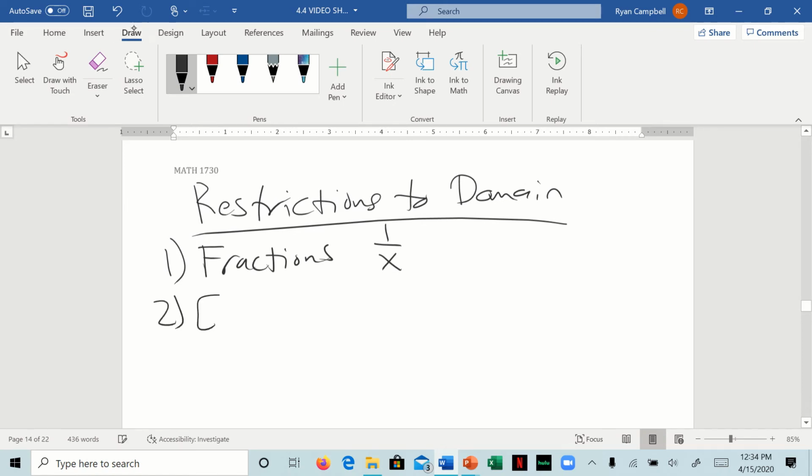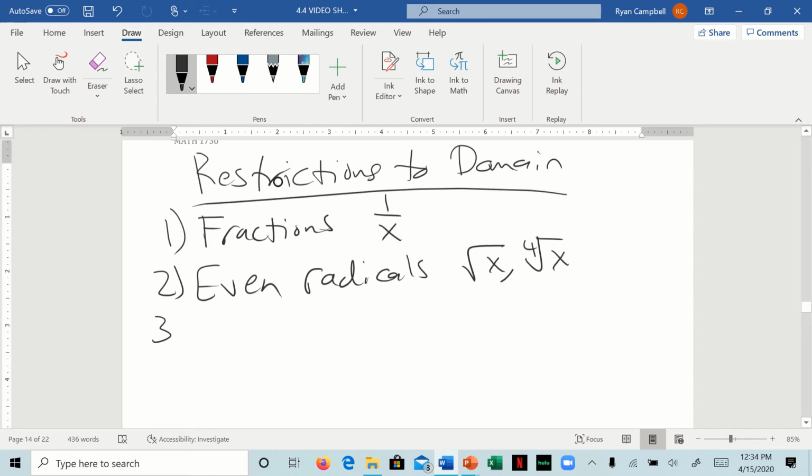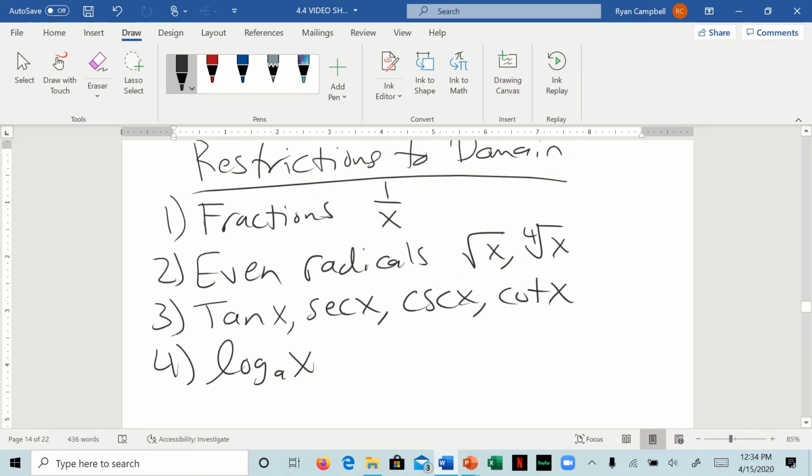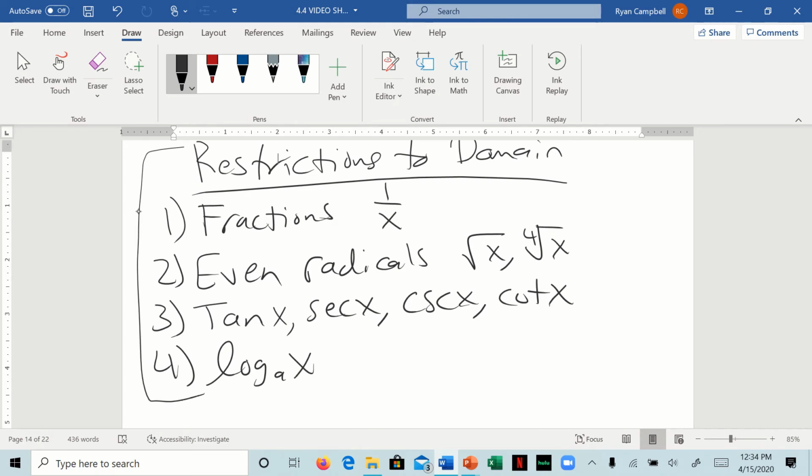The second one is gonna be even radicals. Right, square root of x, fourth root of x, those kinds of things. So if you start with this in your formula, you need to kind of check yourself. The other things that we've talked about so far are the trig stuff, right? So tangent of x, secant of x, cosecant of x, cotangent of x. These are all things we had to check too, remember? And then now we need to check logarithms. So here's our list so far of things you have to check when you're doing problems.